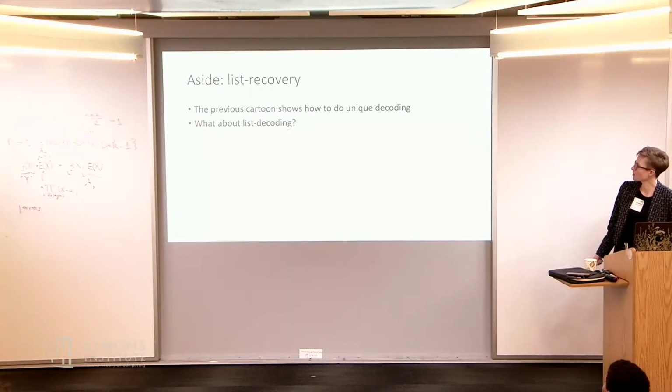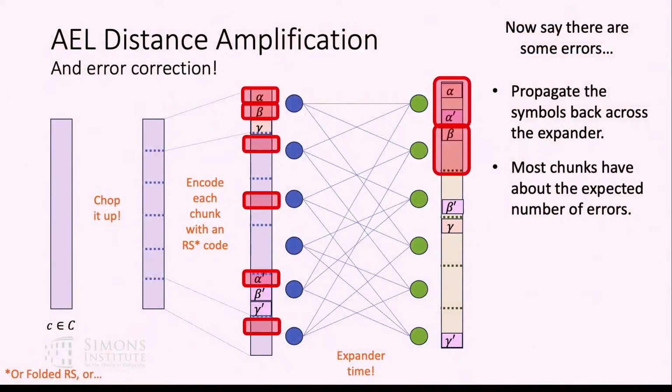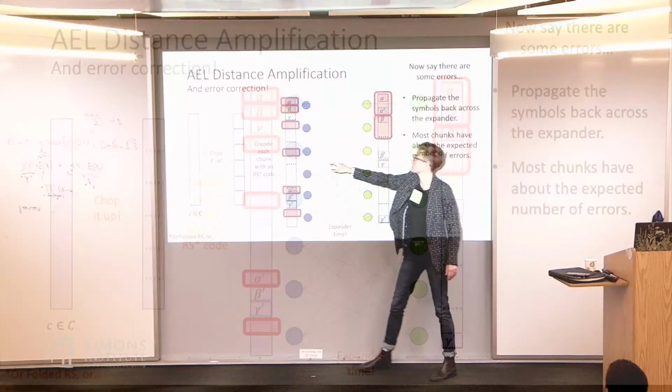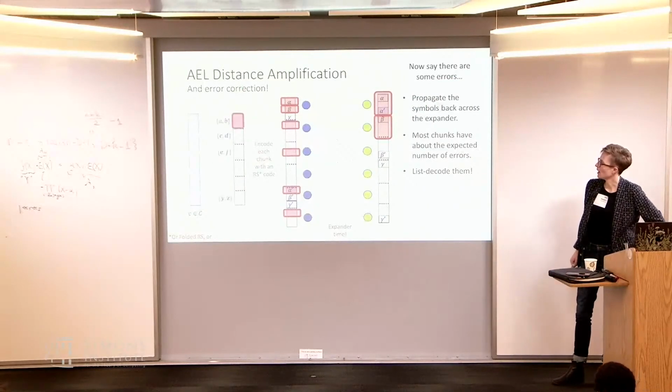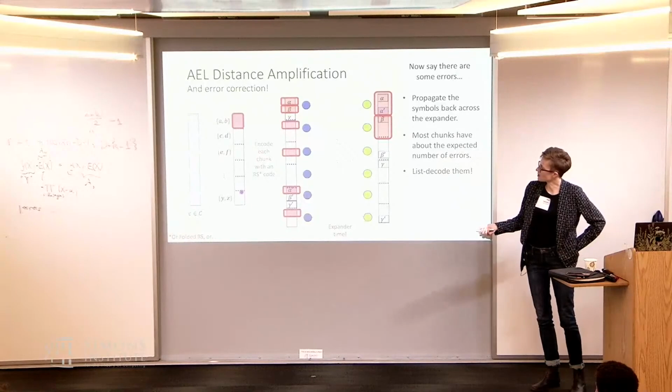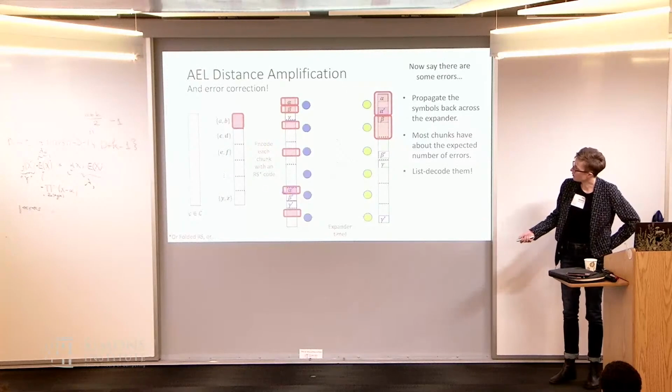The previous cartoon showed how to do unique decoding. What about list decoding? Let's go back to this cartoon. We're halfway through, and let's say we want to do list decoding now. The rate of the inner code, which should now be a folded Reed-Solomon code, is too high to handle this amount of error. So maybe I can list decode instead of uniquely decoding. That gives me a short list of possibilities for each one of these chunks. Most of them are going to be correct, meaning the right answer is contained in those lists, and some might be wrong if too many errors ended up in that chunk. And now we have the problem of going back to the original codeword C.